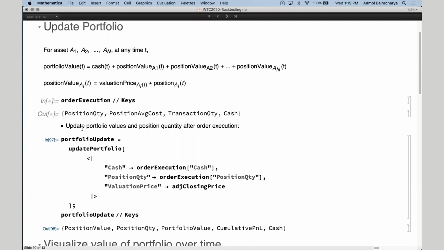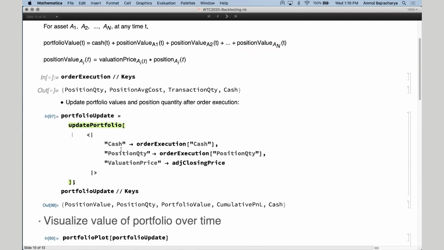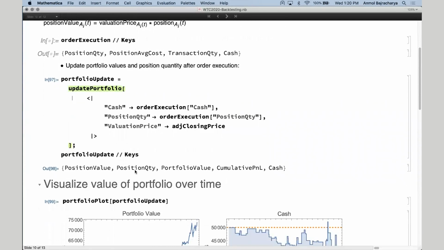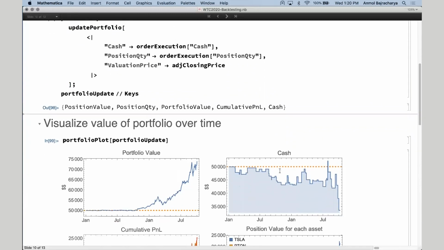So this logic is implemented here in update portfolio. All you have to do is provide how much cash you have. We can get this information from the order execution object that I just evaluated earlier. And then position quantity is also going to come from order execution. And for valuation, I'm using the adjusted closing price. So once we execute this, it's going to give me position value, position quantity, portfolio value, cumulative profit and loss, and cash.